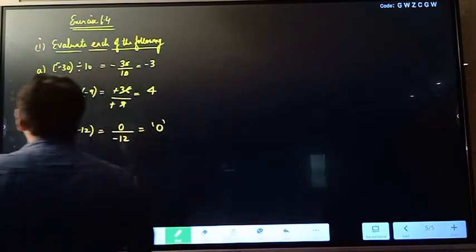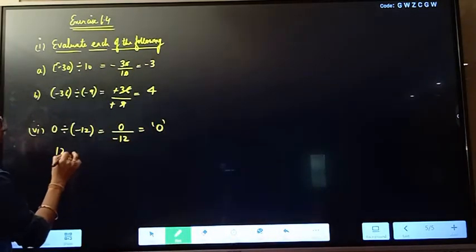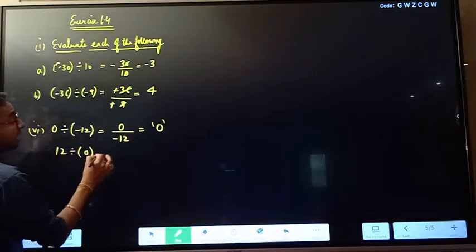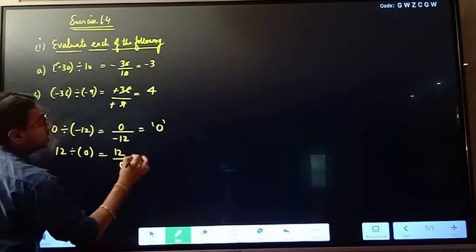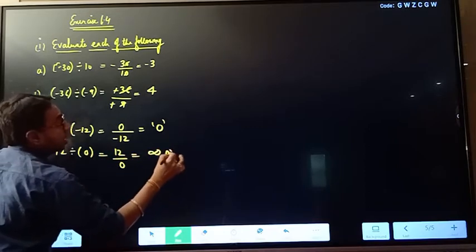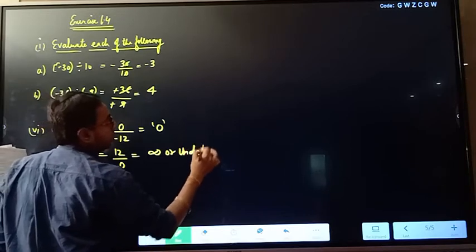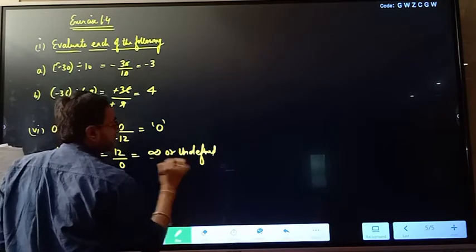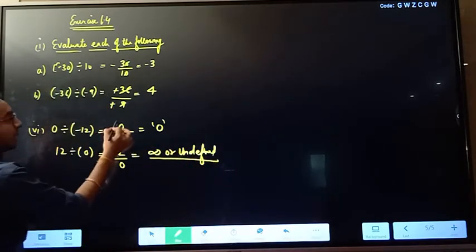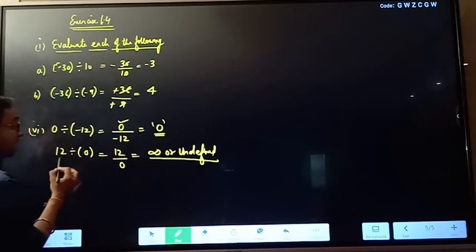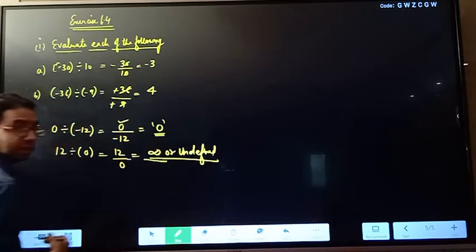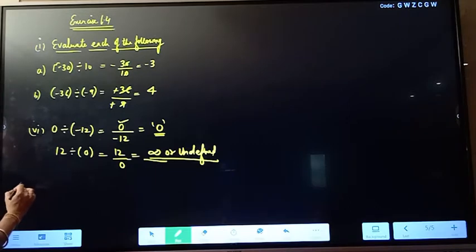Clear with this? But if the question was 12 divided by 0, then the answer would be 12 by 0. Answer is infinite or undefined. Anything you want to write, you can write. Understand the difference. 0 divided by any number, the answer is 0. But any number divided by 0, the answer is infinite. Clear with this? Next, seventh part.